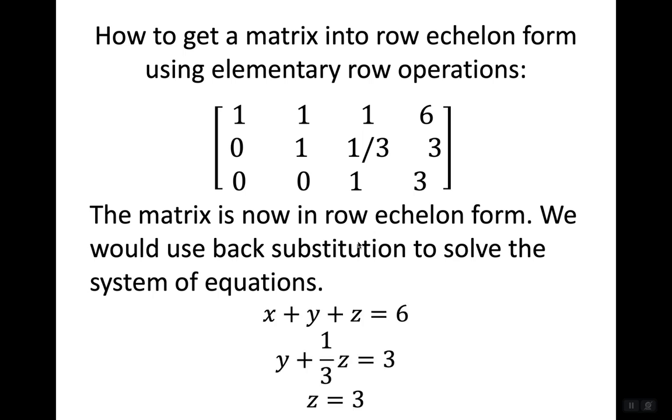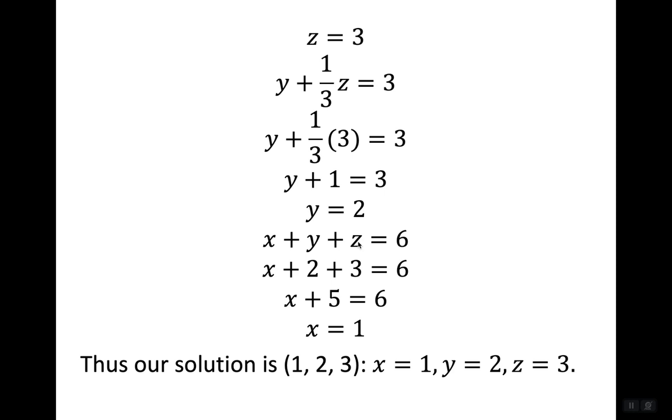The system of equations we get is x plus y plus z equals 6, y plus 1/3 z equals 3, and z equals 3. Again, this system is going to have the same solution as the original system. So z is 3. Gosh, that's pretty easy. We use that to figure out what y is. Y plus 1/3 z equals 3. Y plus 1/3 times 3 equals 3, in other words. Y plus 1 equals 3. That means y equals 2.